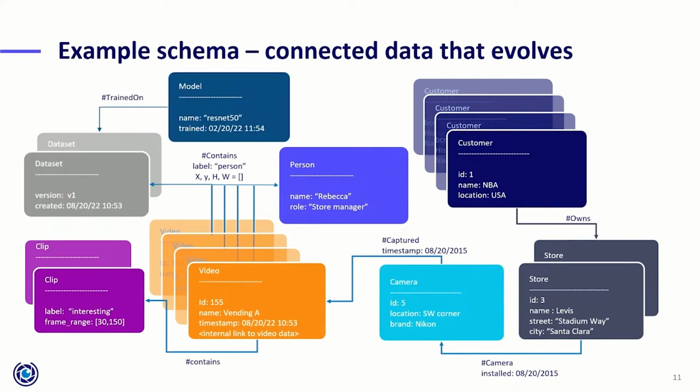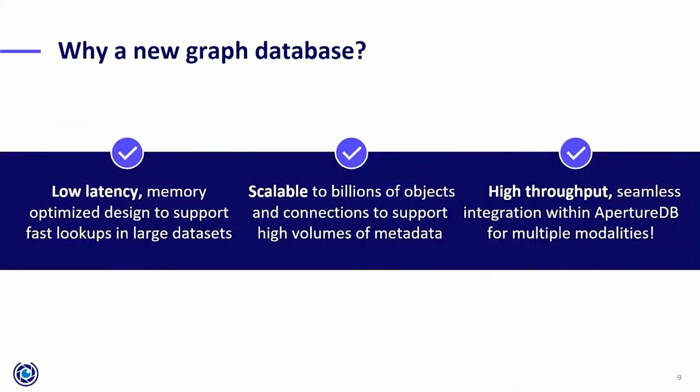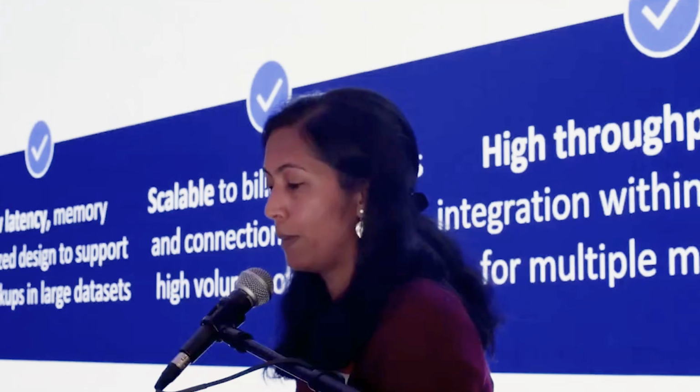We looked at a lot of real-world applications, and the schema invariably was in the form of a graph. So our thought was, if we can make a fast, scalable graph, that would be the right database for storing the metadata. And that's what we did. We built a new graph database, low latency, scalable to billions of objects, and high throughput to integrate seamlessly with ApertureDB.